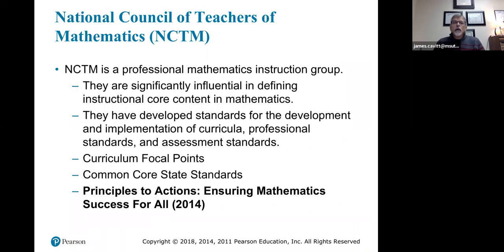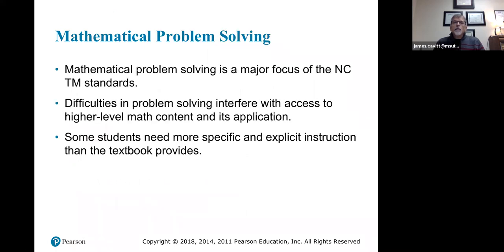So here's the National Council of Teachers of Mathematics. Mathematical problem solving, it's a major focus. This is what we do a lot. This is why math is real life stuff. Let's say you've got a budget and you want to go to the store and buy stuff. So you need to know how much you can buy. So that's a problem, and you need to solve that problem. So that's how language is involved with math.